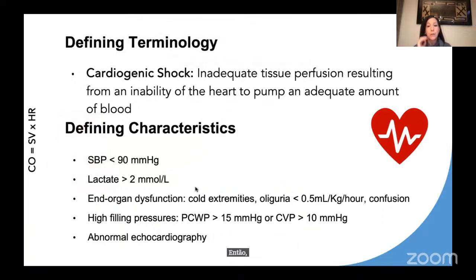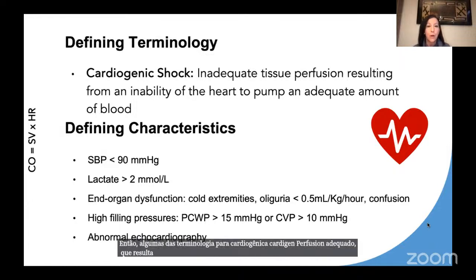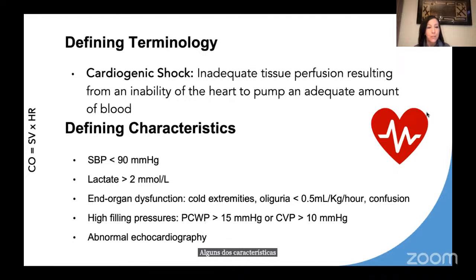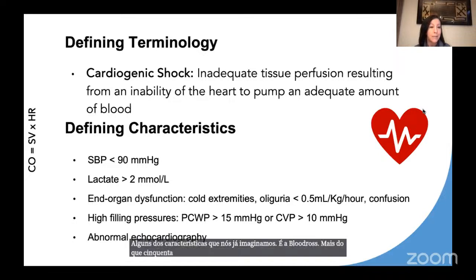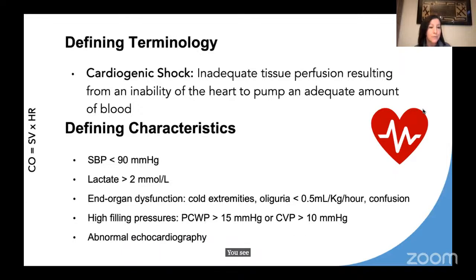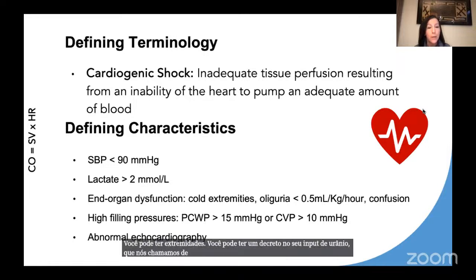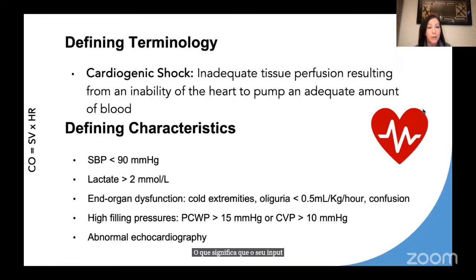Some of the defining terminology for cardiogenic shock: inadequate tissue perfusion that results from an inability of the heart to pump an adequate amount of blood. Defining characteristics, which we've already mentioned, include a systolic blood pressure less than 90, and lactate that can be elevated, greater than 2 millimoles per liter. You'll see evidence of end organ dysfunction. You may have cold extremities, and a decrease in urine output, which we call oliguria, meaning urine output is less than 0.5 milliliters per kilogram per hour. Confusion can also be a symptom of decreased perfusion.